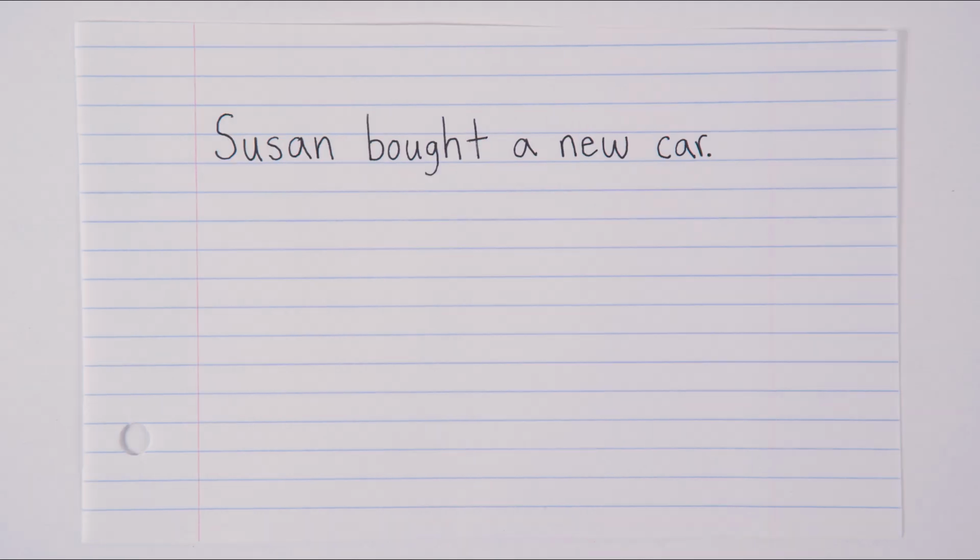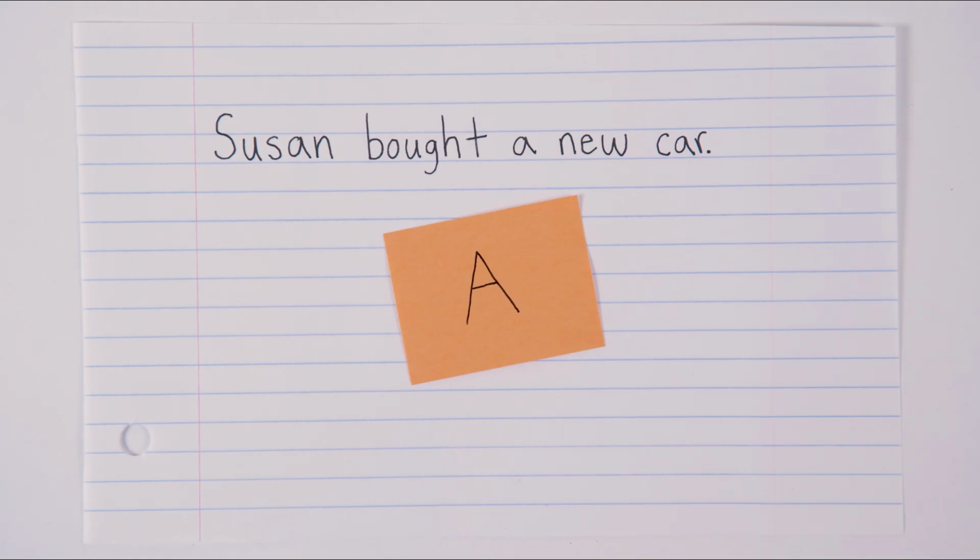Let's take a look at another one. Susan bought a new car. Okay, so what do you think about this one? Active or passive? Should be active. Good. Our subject is Susan, right? And Susan is the one performing the action. Susan bought the car. Susan is our subject, and that subject is performing the central action of the sentence. So, we have ourselves an active sentence.